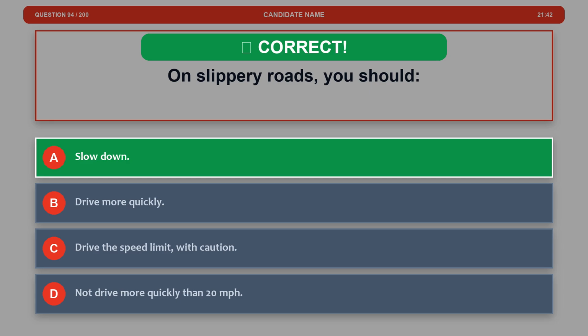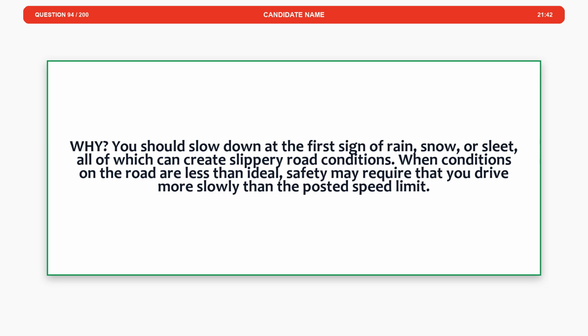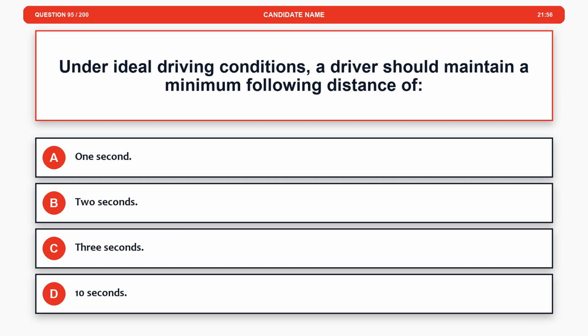The correct answer is option A, slow down. Explanation. You should slow down at the first sign of rain, snow, or sleet, all of which can create slippery road conditions. When conditions on the road are less than ideal, safety may require that you drive more slowly than the posted speed limit.